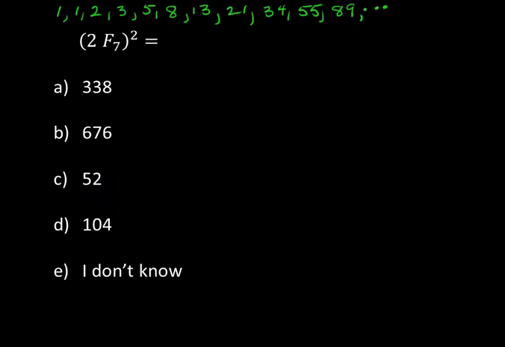Now this problem, again, the parentheses tell you that you are squaring a number. And that number is 2 times the 7th Fibonacci. So let's see, I'll keep the parentheses on and write 2 times. The 7th Fibonacci is 13. So this is equal to 2 times 13, which is, oh, excuse me, I should have put the square here. 2 times 13 is 26.